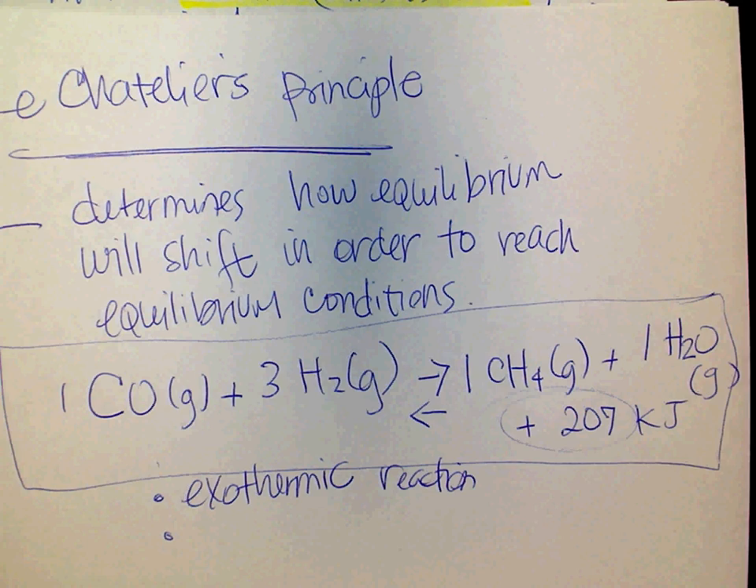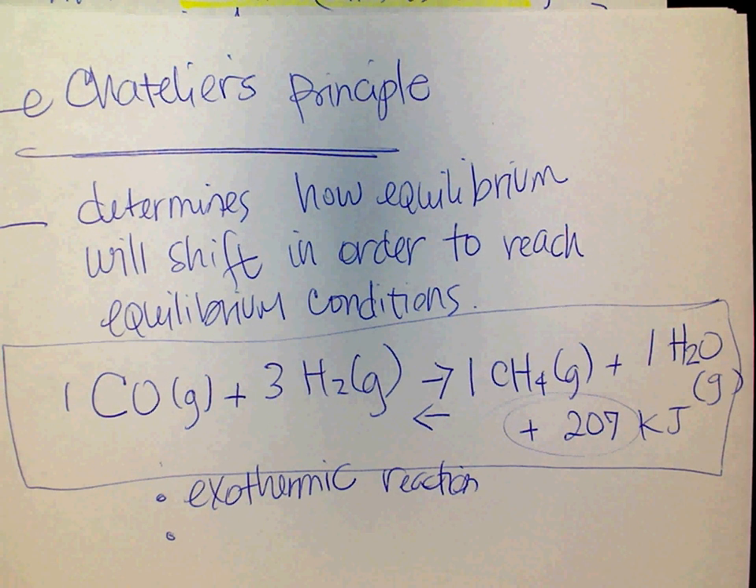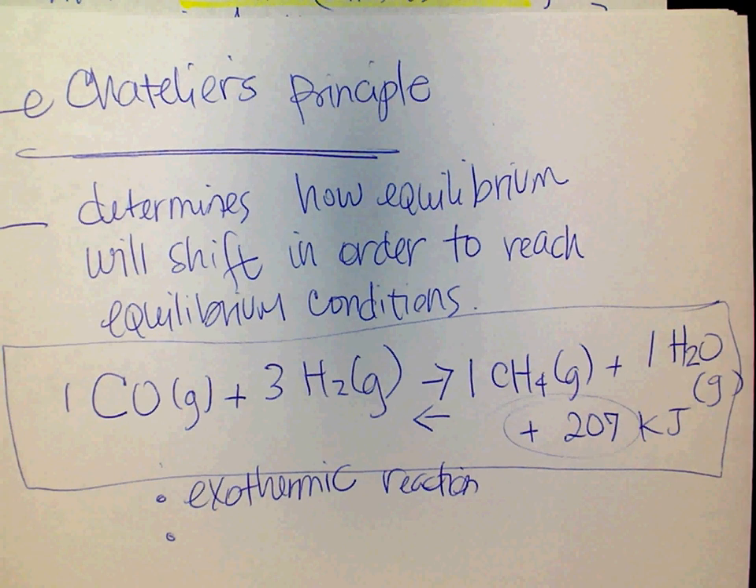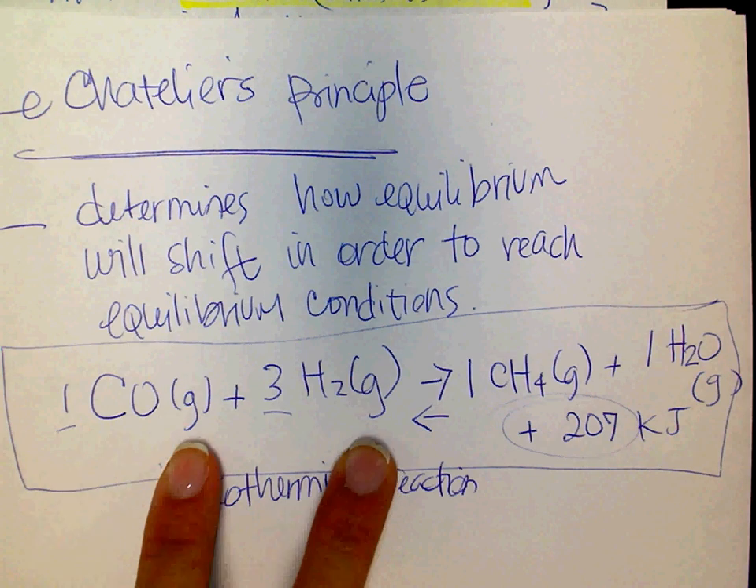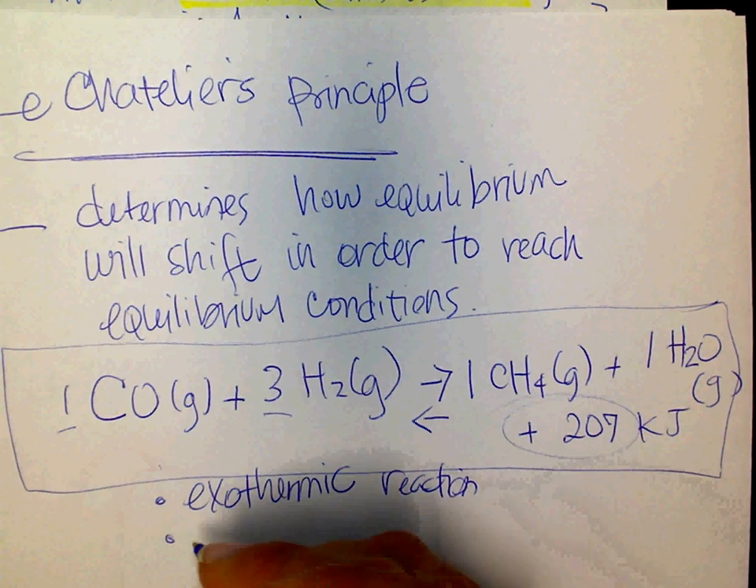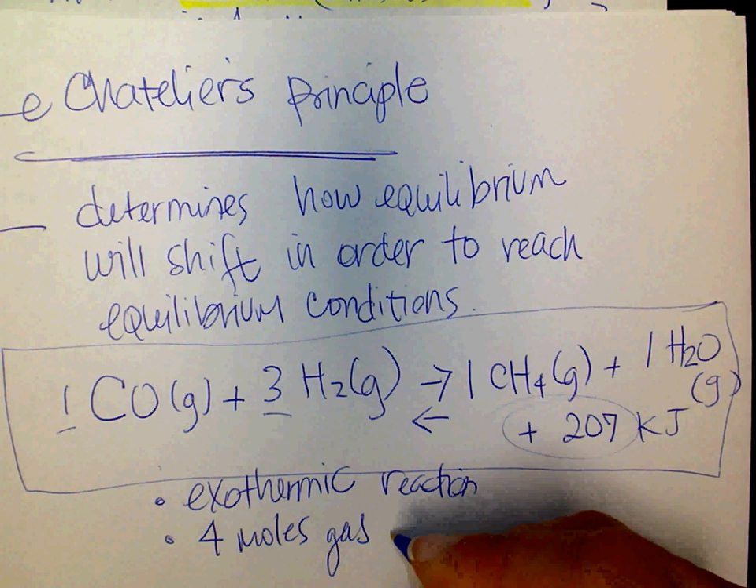Let's do this. You don't know why I'm doing this right now, but we're going to count the number of moles of gas on the reactant side, and we're going to count the number of moles of gas on the product side. Chastity, add up the number of moles of gas on the reactant side of the equation. Okay? We have 4 moles of gas on the reactant side.